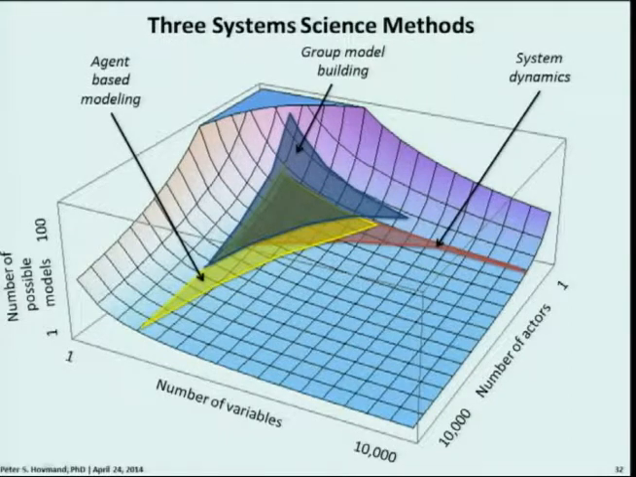And the point I want to make here is that different tools are good at solving different places in this. So group model building is very good at helping to reduce the number of models you actually have to consider to build a model. That's what we use. We try to reduce the dimensional complexity of a system by engaging communities and rule out a number of different possibilities. Agent-based modeling is really good if you've got a lot of different actors and a limited number of variables. And system dynamics tends to do better when you've got a lot of variables but a limited number of actors. And then there are regions where these things can overlap.